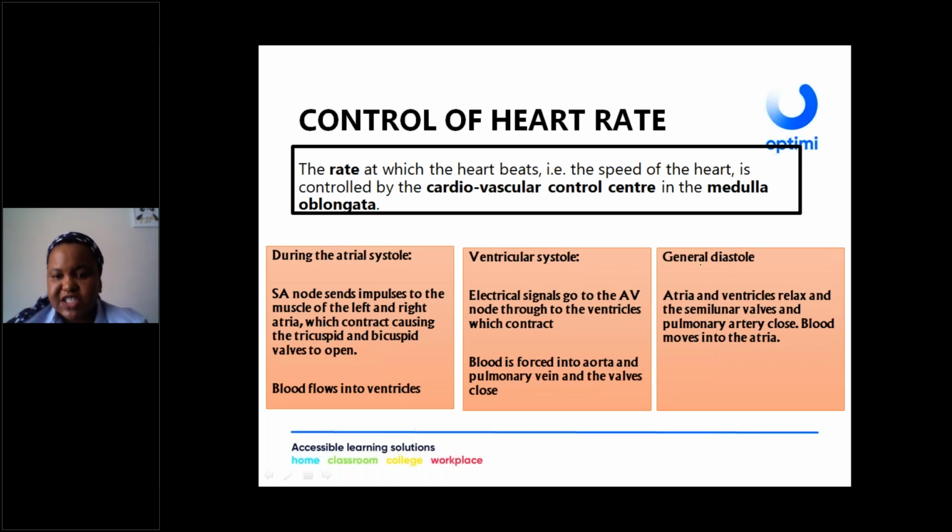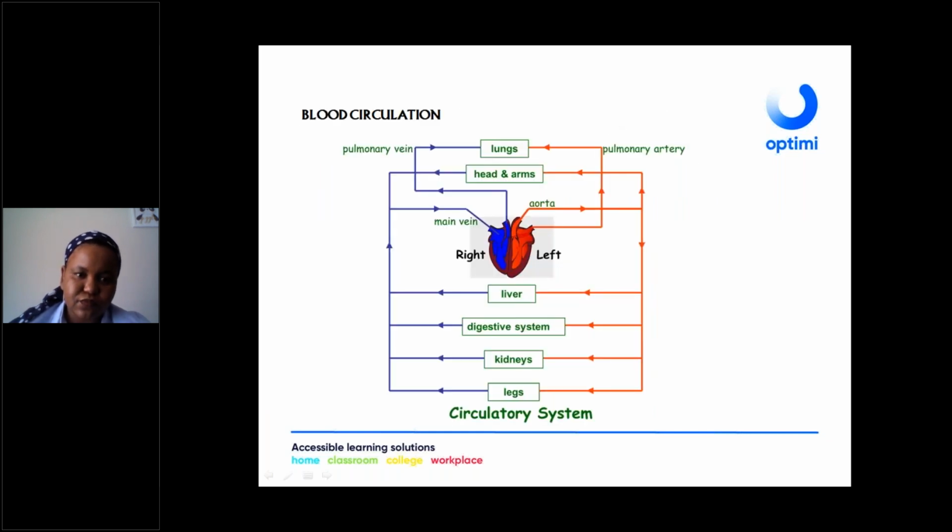And then during general diastole, remember this is relaxation of muscles. The atria and the ventricle relax, and then the valves close. As soon as the atria and the ventricle relax, the valves will close so that blood moves forward and not backward. Let's look into the circulation again.